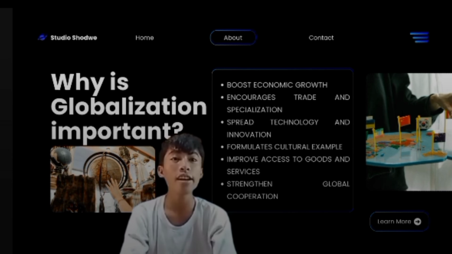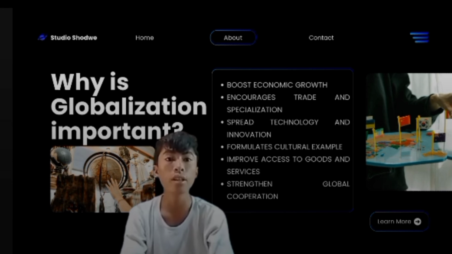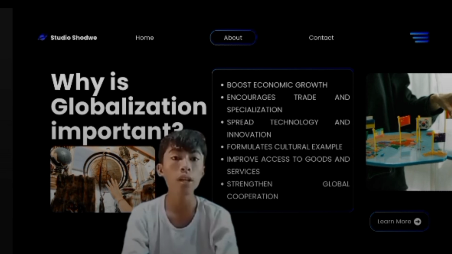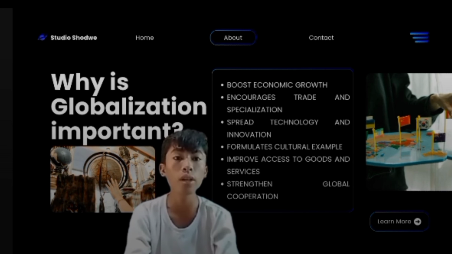And the second, encourage trade specialization. Nations focus on what they do best, and people enjoy more variety and lower prices. For example, Japan specializes in making high quality cars like Toyota, while Brazil focuses on producing coffee. Through trade, countries get what they need more efficiently.